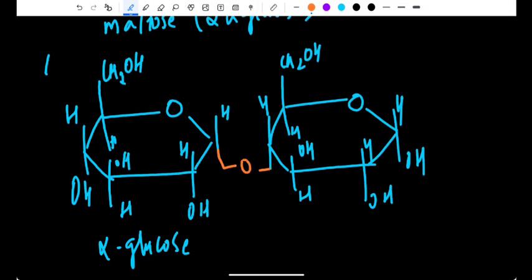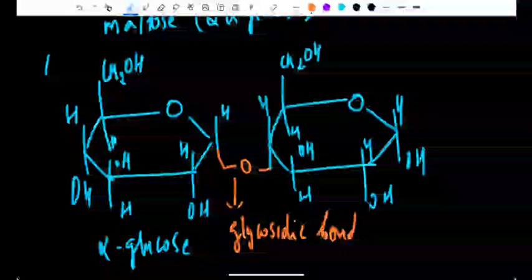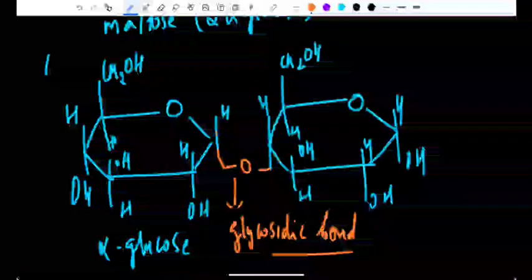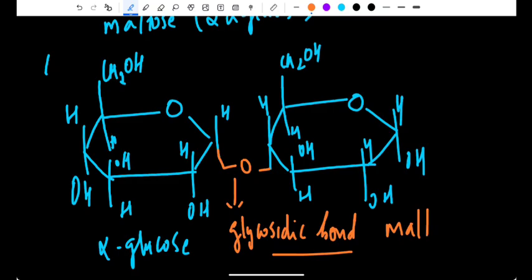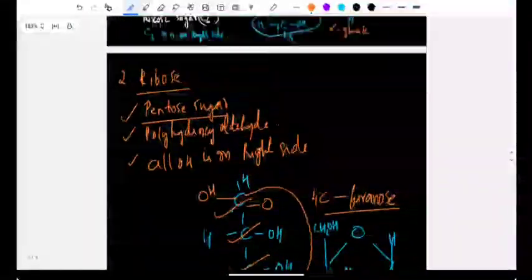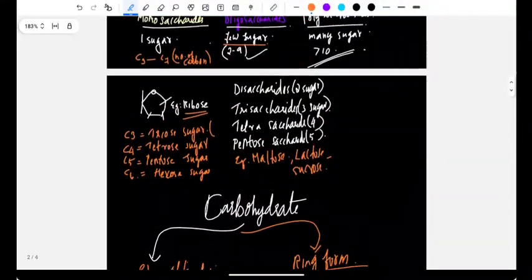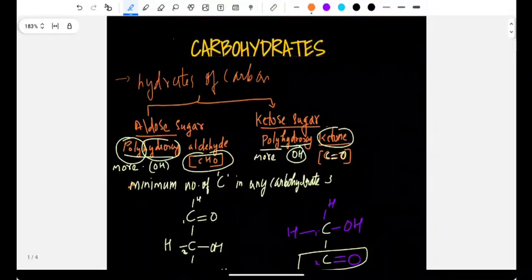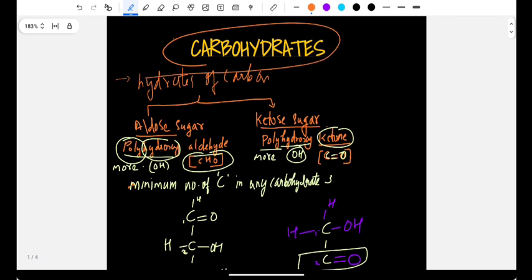This bond is known as the glycosidic bond. The bond between two sugars is the glycosidic linkage. So this is the structure for maltose. Okay, clear? So these are the notes for the sugar carbohydrates. Okay, thank you.